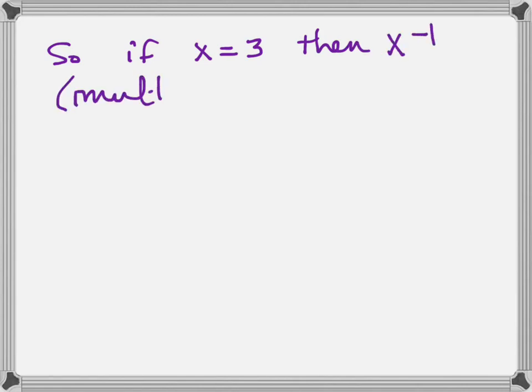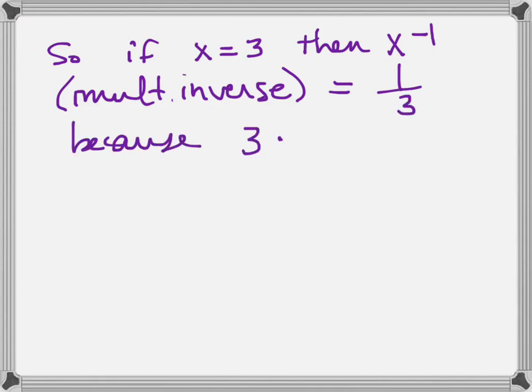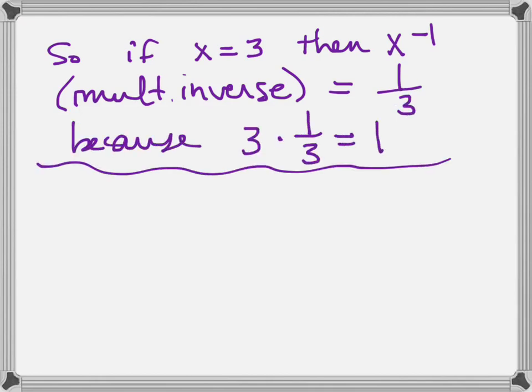Alright, so now it's like a notation. If x is 3, then on your calculator you'll see an x to the negative 1. That's a multiplicative inverse. So that would be 1 over 3. And they're inverses because 3 times 1/3, they cancel each other out and get you the multiplicative identity 1.